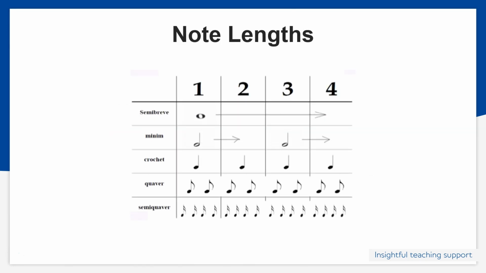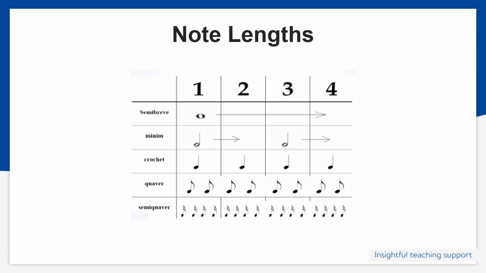Note lengths. In addition to the 5 lines, which we call the stave, telling the performer which note to play, we also have symbols for note lengths. A single circle, which is white, means the note has to be held on for 4 beats. We call this a semibreve. A white circle with a stick and a dot after it is called a dotted minim and lasts for 3 beats. A white circle with a stick is called a minim, and this lasts for 2 beats.